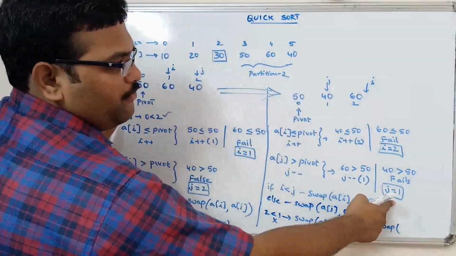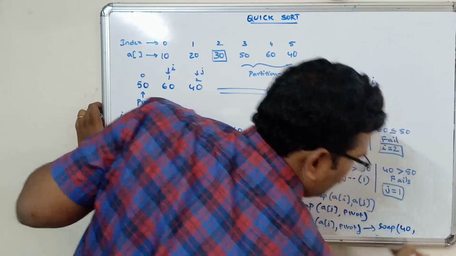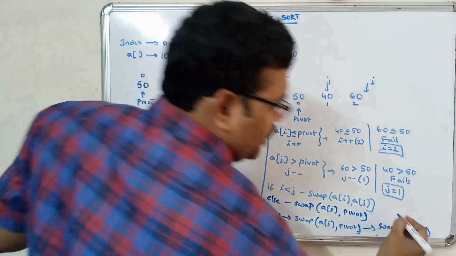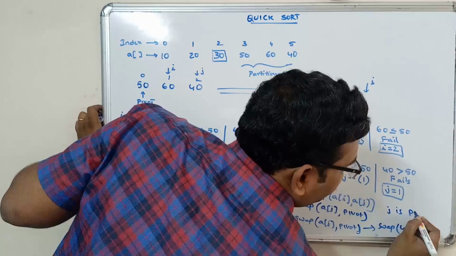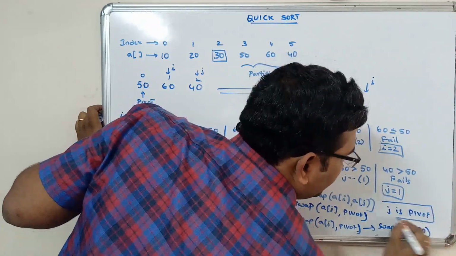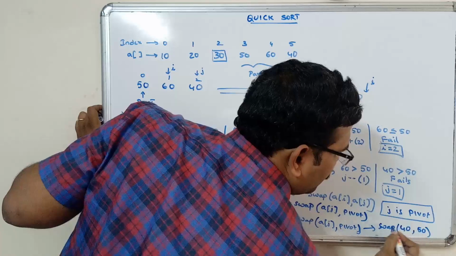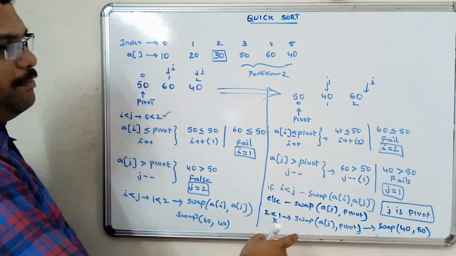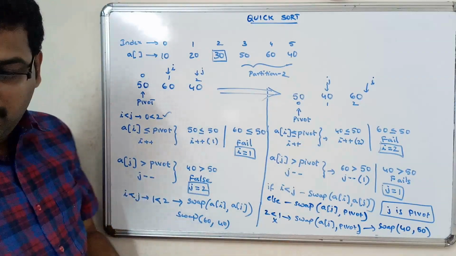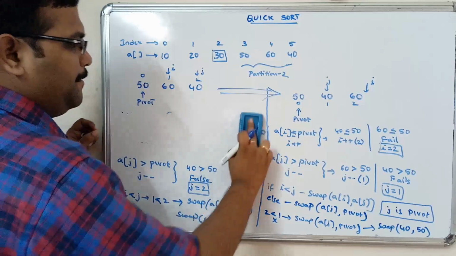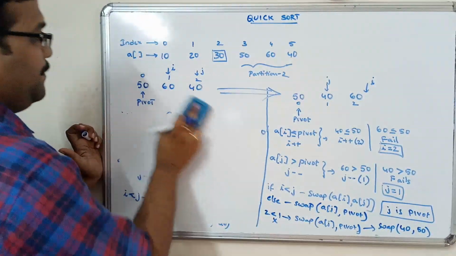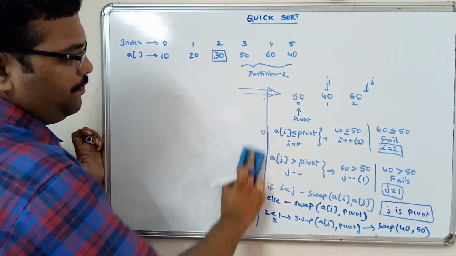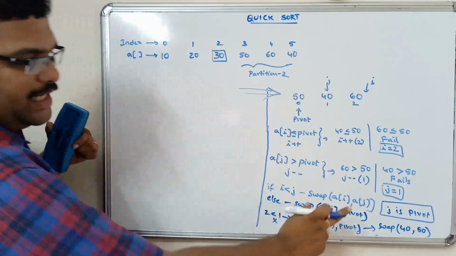swap a of j, that means a of 1, 40, comma a of pivot, 50, and we know that j is pivot. J is pivot, that means 1 is pivot here. Okay, so here 1 is pivot. So after completion of this, I will erase this one. Right. So here j is a pivot.